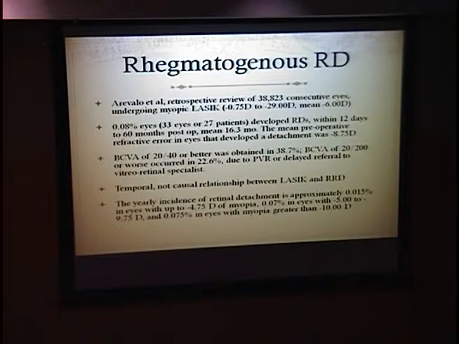And interestingly, the overall yearly incidence of retinal detachment in myopic eyes up to minus 475 is published in the literature as 0.015%. And in high myopes, greater than minus 10, it is 0.075 per year. So this is actually a lower incidence rate than just the overall rate of retinal detachment in a high myope over minus 10.